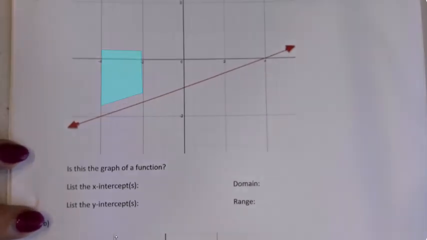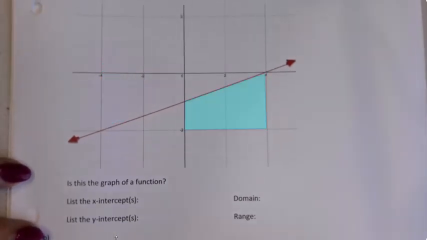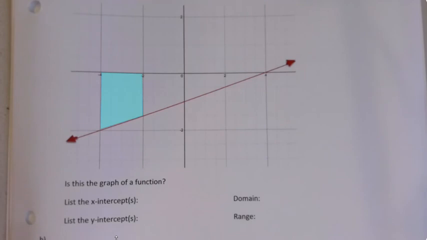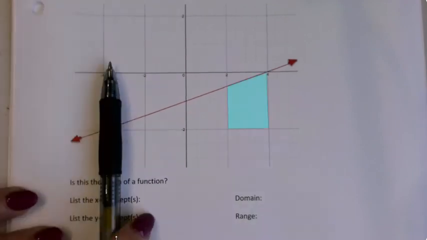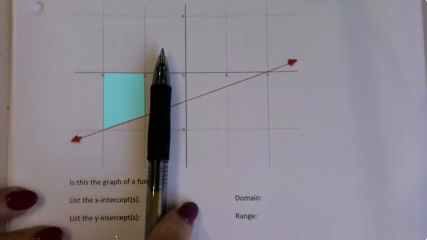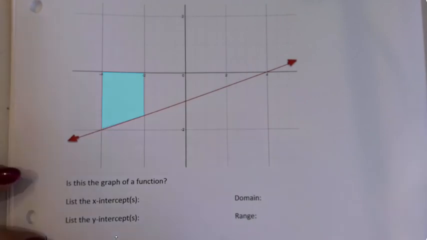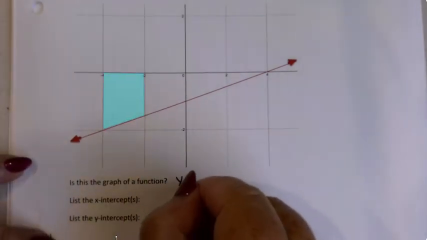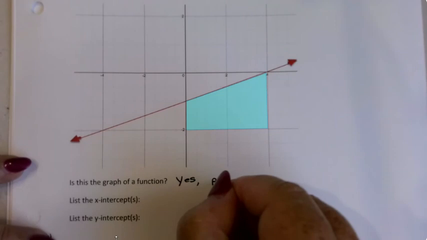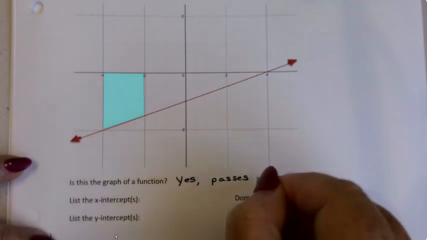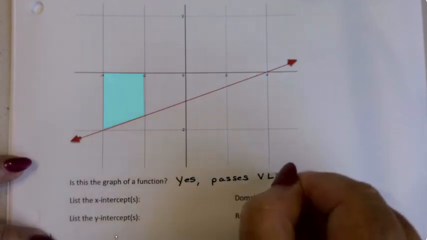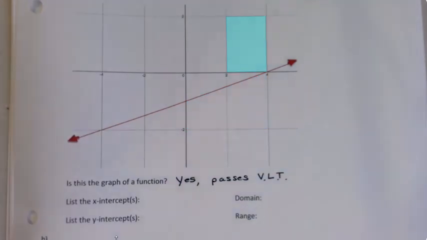All right, so here's our first graph. Is it a function? Well, the quick answer is it passes the vertical line test, right? No matter where I were to draw a vertical line on this graph, it's only going to ever hit the graph once. So I can say yes, and by way of explanation, when I have a graph, I can just say it passes the vertical line test, which I like to abbreviate as VLT.